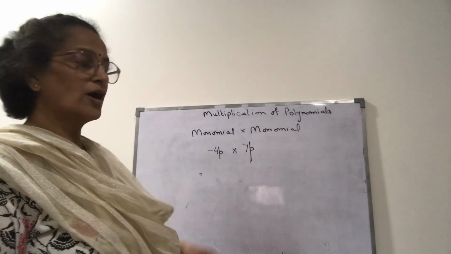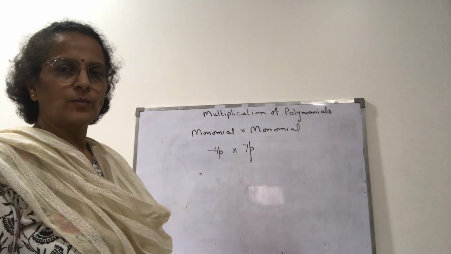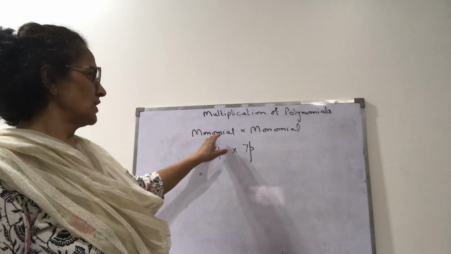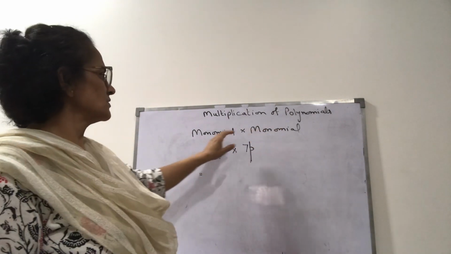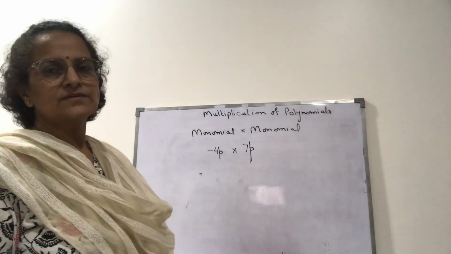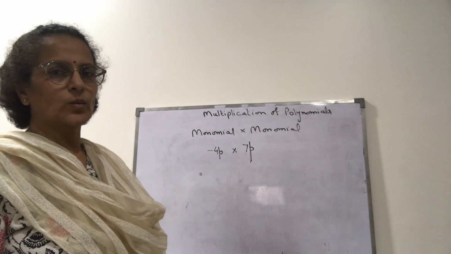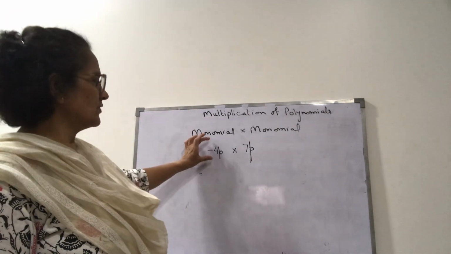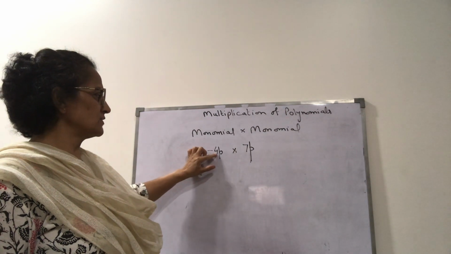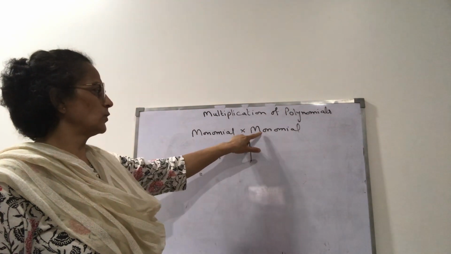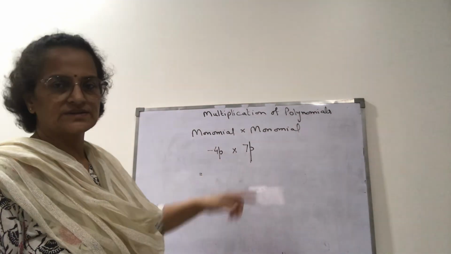Let's understand multiplication of polynomials. So we are familiar with the definitions. A monomial is a polynomial with one term. So I have written one monomial, minus 4p, multiplied with another monomial, 7p.